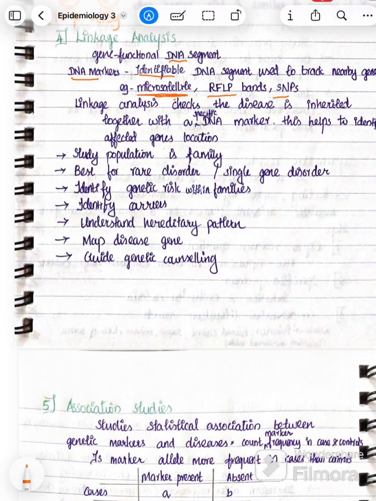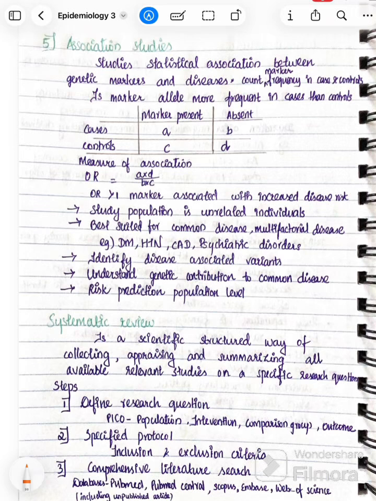Now the study population is family, best for rare diseases or single gene disorders. It helps identify genetic risk within the families, identify carriers, understand the hereditary pattern, map the disease gene, and guide genetic counseling. Association studies find statistical association between a genetic marker and the disease.